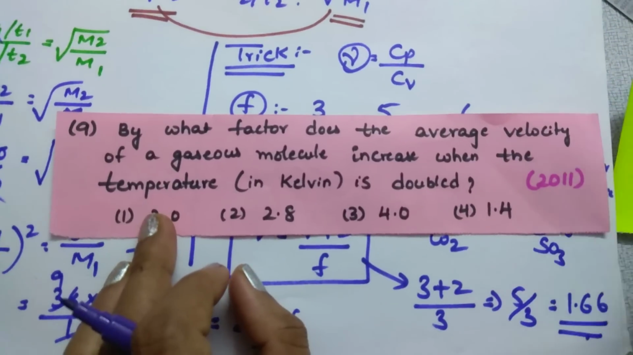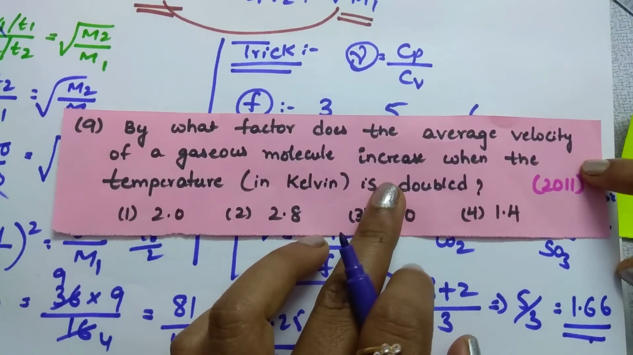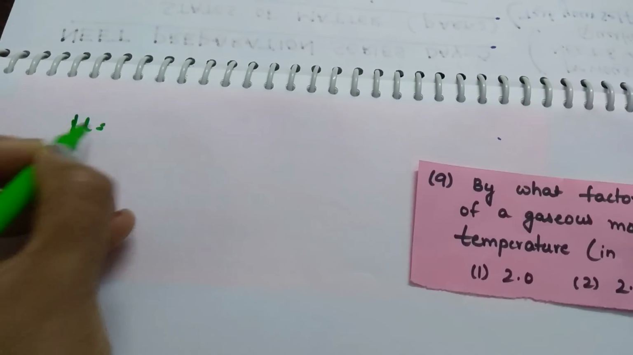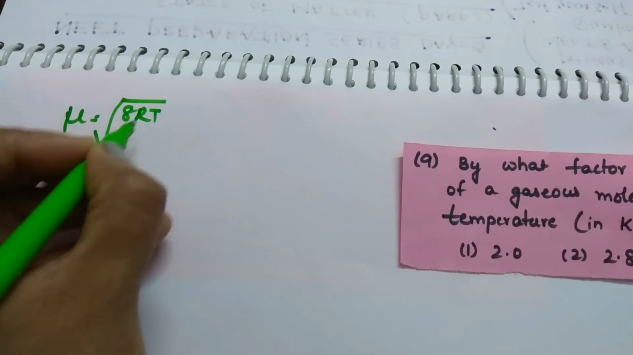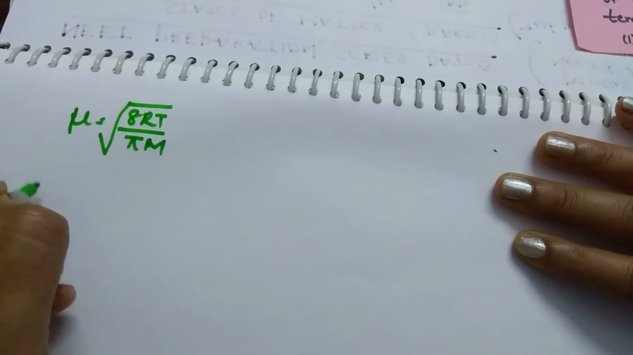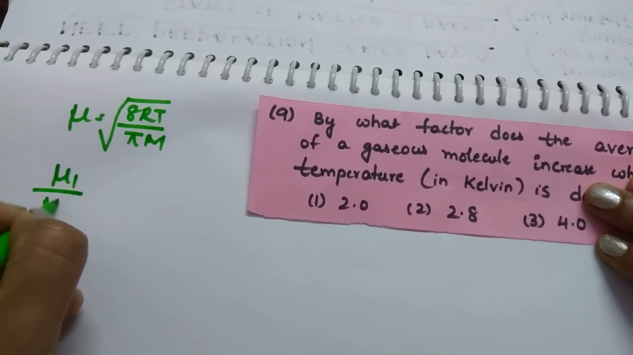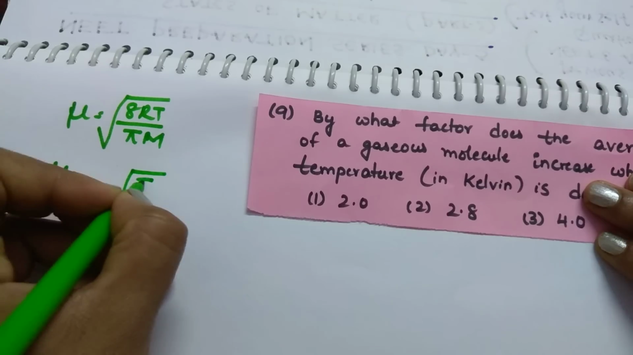By what factor does the average velocity of gaseous molecules increase when the temperature is doubled? Okay, you have to know the relationship of average velocities. Average velocity mu equals square root of 8RT by pi m. Clear? 8RT by pi m. What you have to do is take, for two gases, the ratio we want with the temperature. For two gases, mu1 by mu2 equals square root of T1 by T2.